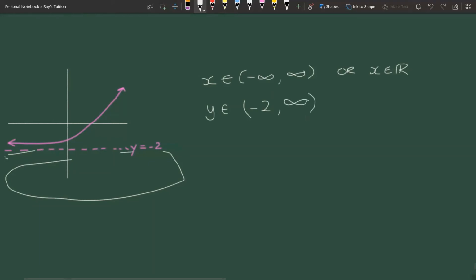I hope you've understood this video. If you haven't, please watch it again, and please pay attention to each one of the functions. We will look at the domain and range in more detail when we look at functions later.